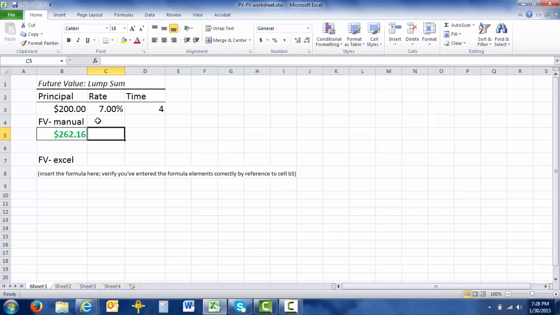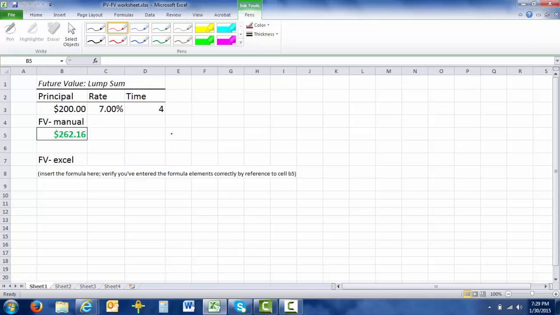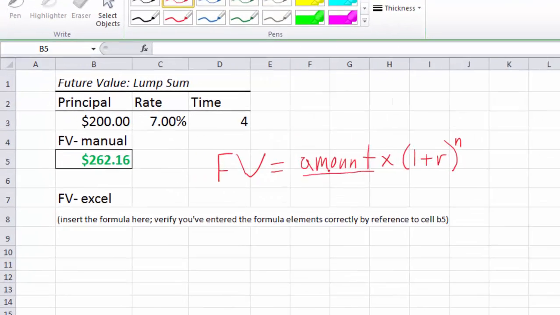I have a simple future value of lump sum right here, a principal of $200, growing at 7% annual interest for 4 years. Let's calculate the future value. Right here where I labeled it future value manual, you'll notice I have just the formula typed in there. The formula for future value is the amount times the compounding factor, 1 plus the interest rate, to the power of the number of time periods. So it's the amount times 1 plus r to the n.